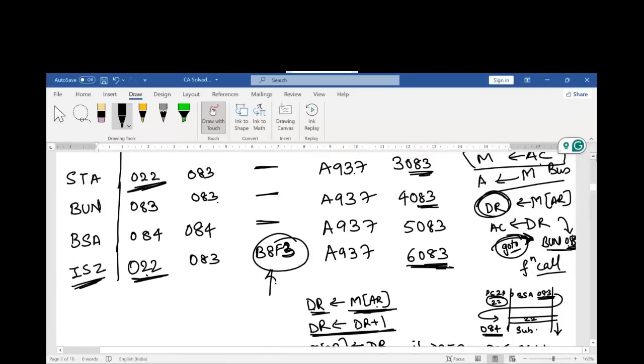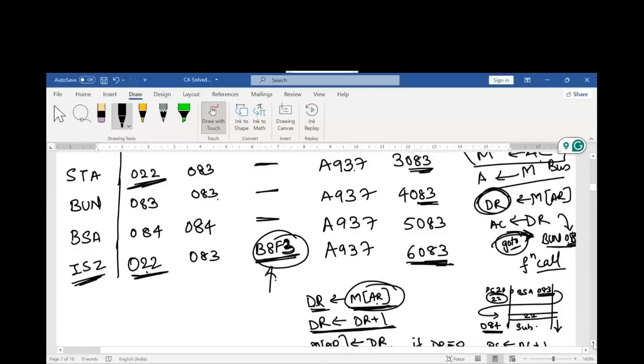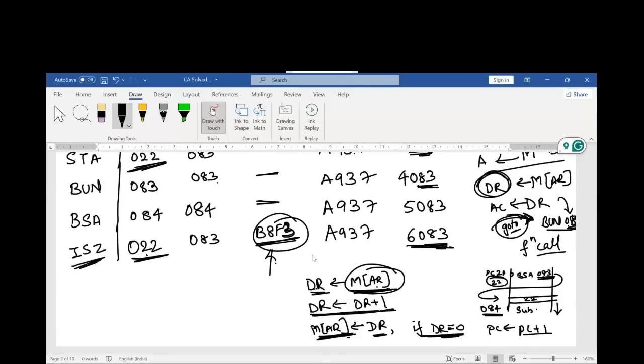I hope you have understood the ISZ instruction. Incrementing the memory word: the memory word is brought to DR and hence we wrote it here. Then we incremented DR, so DR is B8F3. We restored it to memory. What is updated in memory we are not asked to show, so we are not showing the content of memory. But the value of DR is B8F3. This is not 0, so PC will not be incremented. It would remain the same as it was after the fetch phase.